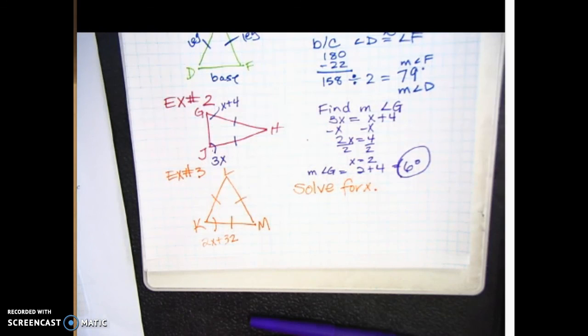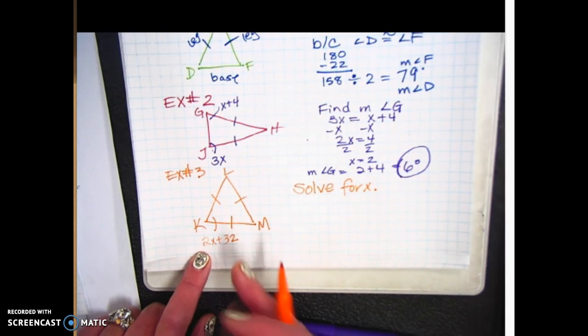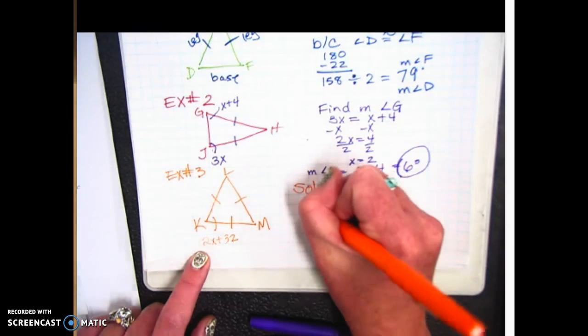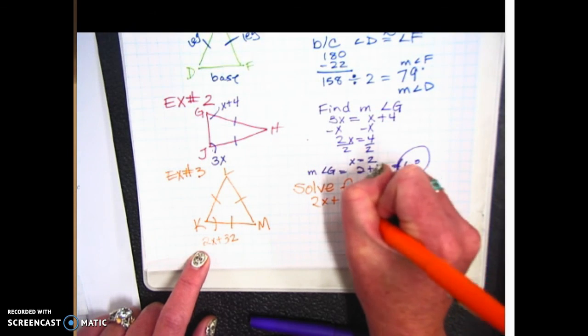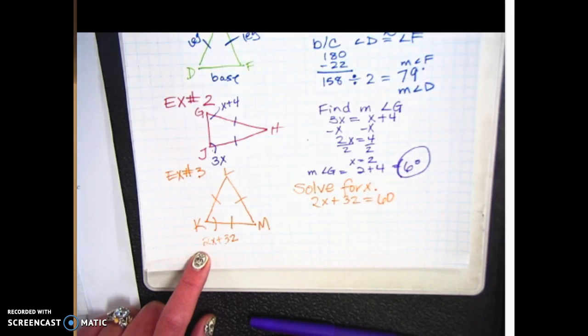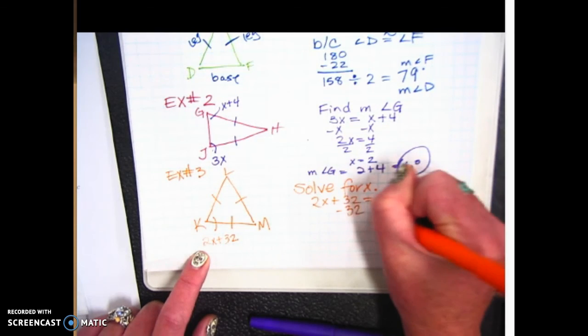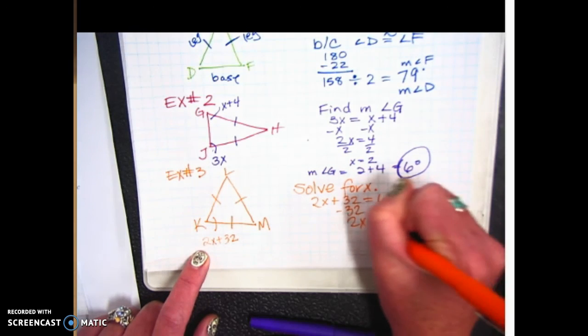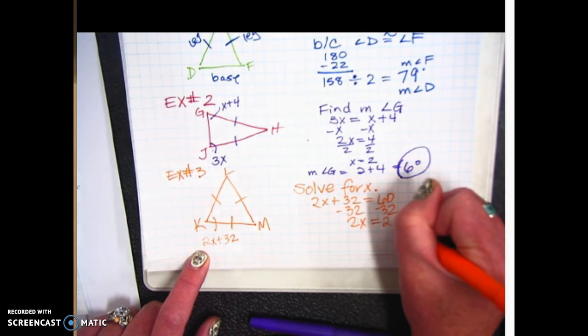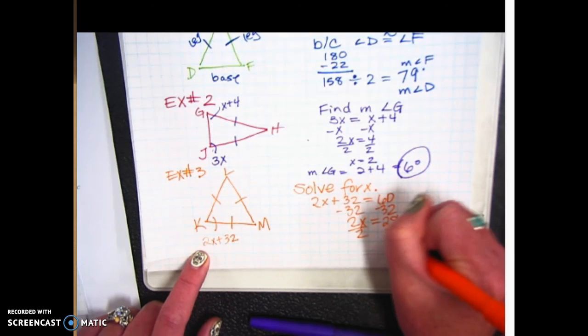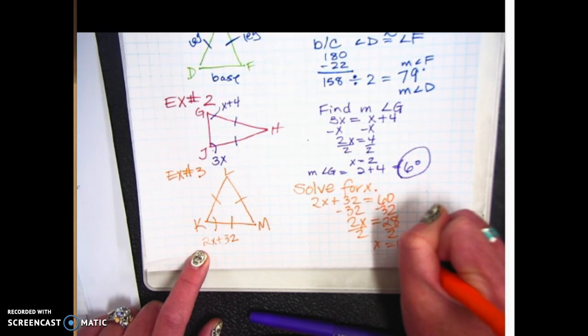All right, this is an equilateral triangle, so all 3 sides are congruent, which means all 3 angles are also congruent, and they each have a measure of 60. So even though they've only told us 1, we can just use that and set it equal to 60. So 2x plus 32 equals 60. Subtract 32 from both sides. And that is 28. Divide both sides by 2, and x equals 14.